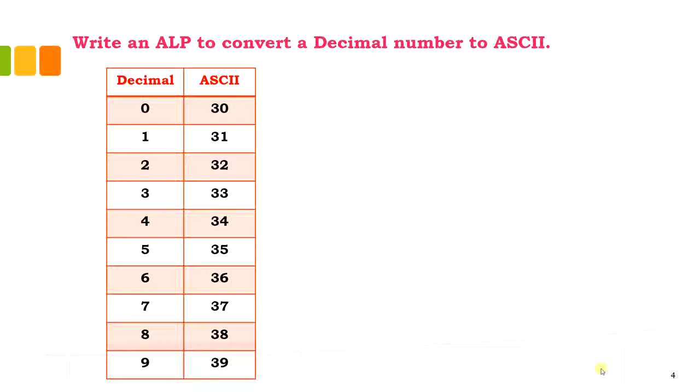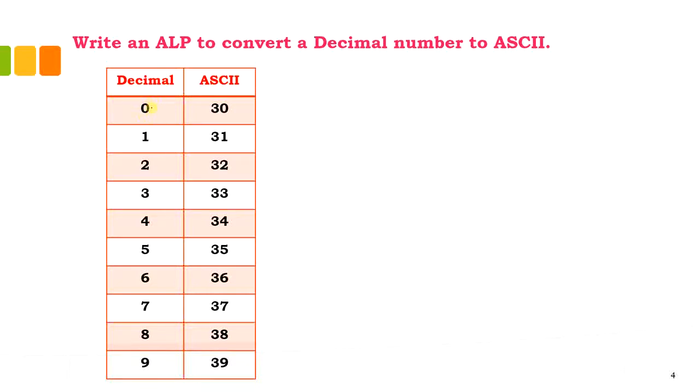This code is meant to convert a decimal number to ASCII. So you can see here I have put up a table, and we have decimal to ASCII equivalent for numbers from 0 to 9. Only for numbers 0 to 9 do we have the ASCII equivalent, because if you look at the ASCII table, after this it will begin with the characters.